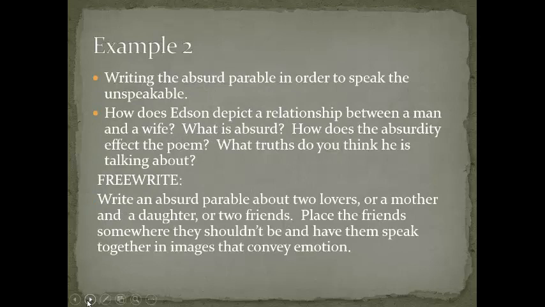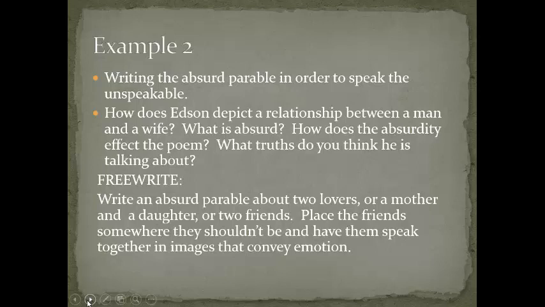So, writing the absurd parable in order to speak the unspeakable. That's what Russell Edson is doing. He's talking about a relationship between a man and a wife, right? But he tells it in a way that's really absurd. How does the absurdity affect the poem? What truths do you think he's talking about through these absurd images? What is the viewpoint of the wife? What is the viewpoint of the husband?